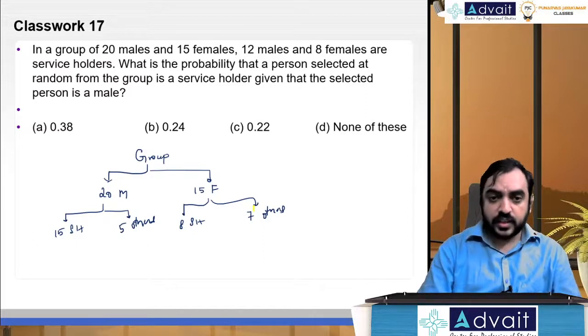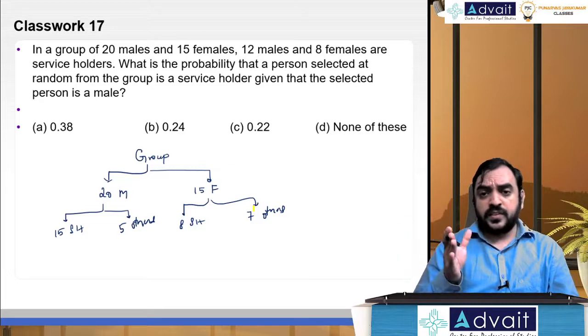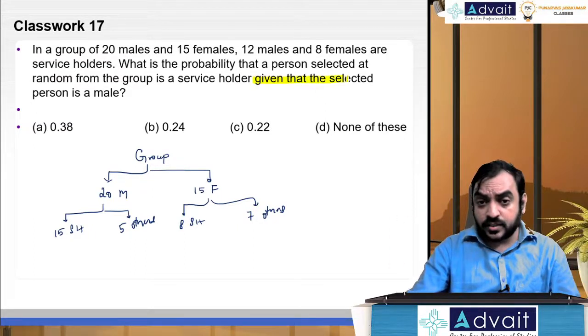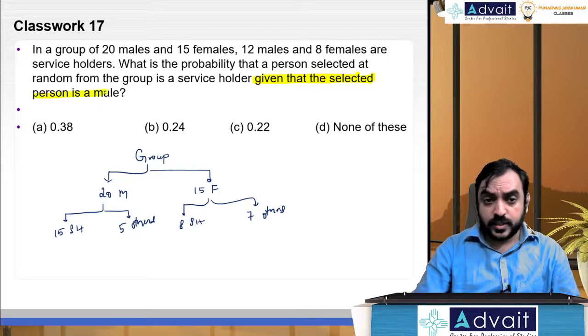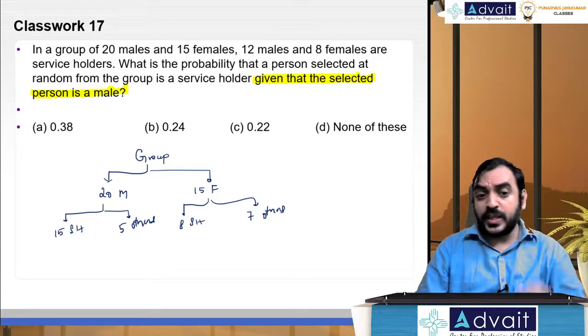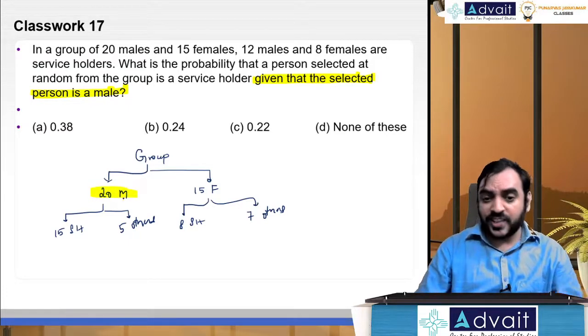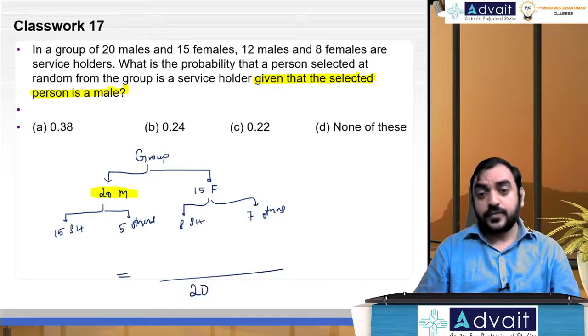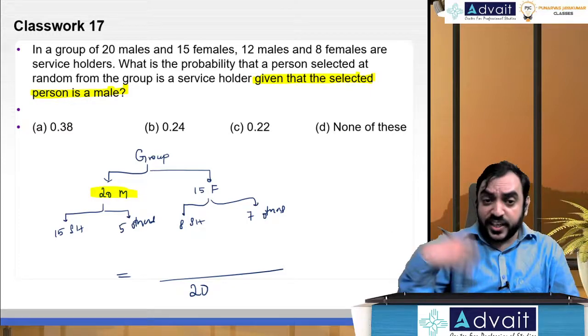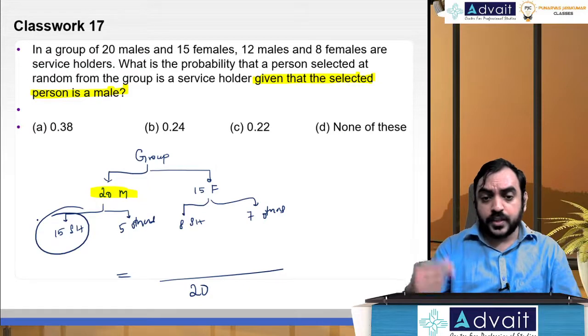What they're asking is, what is the probability that the person selected at random from the group is a service holder, given that the person selected is a male? So you know it is a male person, it has to be out of males. How many males are there? 20. So the denominator has to be 20. Given that the person selected is a male, out of 20 males, he should be a service holder. That is going to be 15. So 15 by 20, that is 0.75.